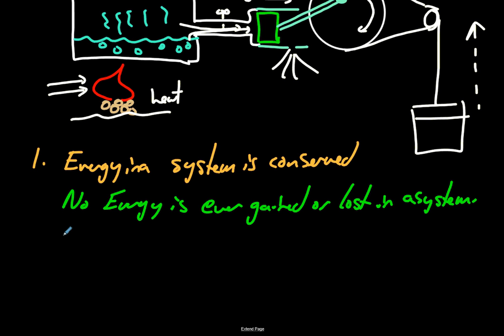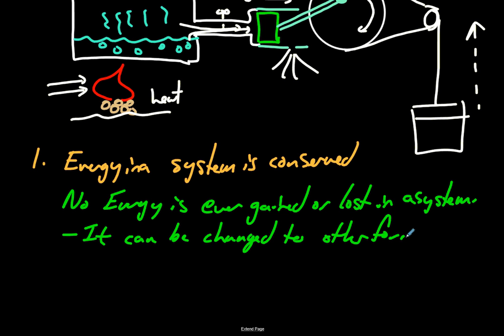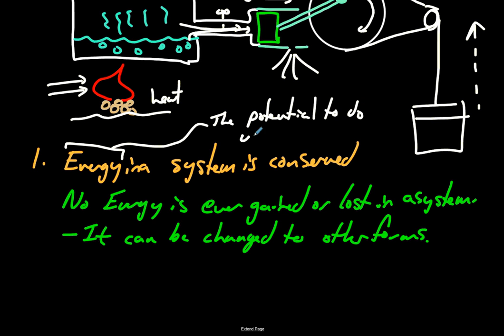Okay? And we can add a little addendum on that. It can be changed to other forms. Okay? If we just analyze our system, I'll let the cat out of the bag here and define energy to begin with. So what is our definition of energy? Energy is just the potential to do work.